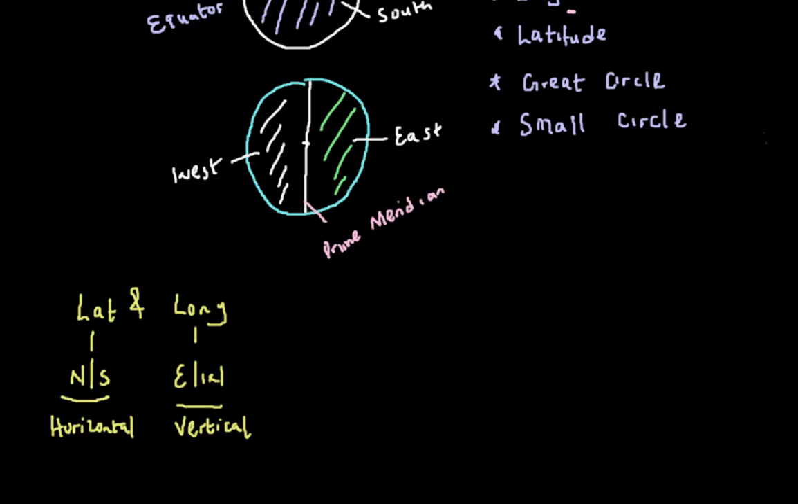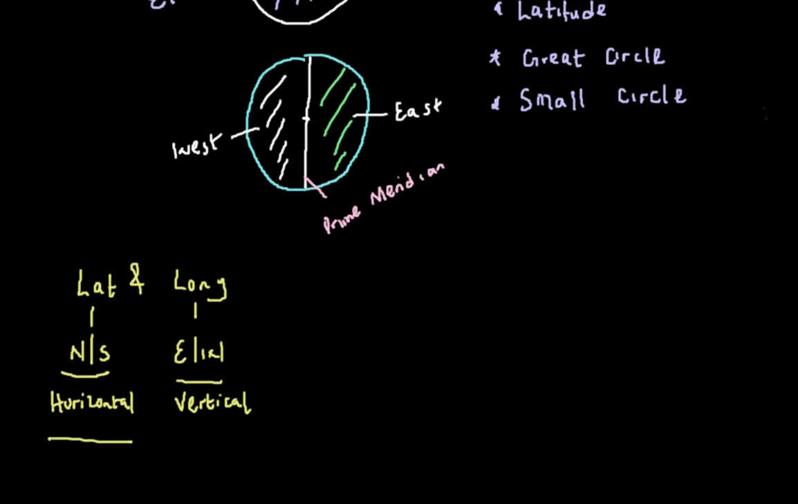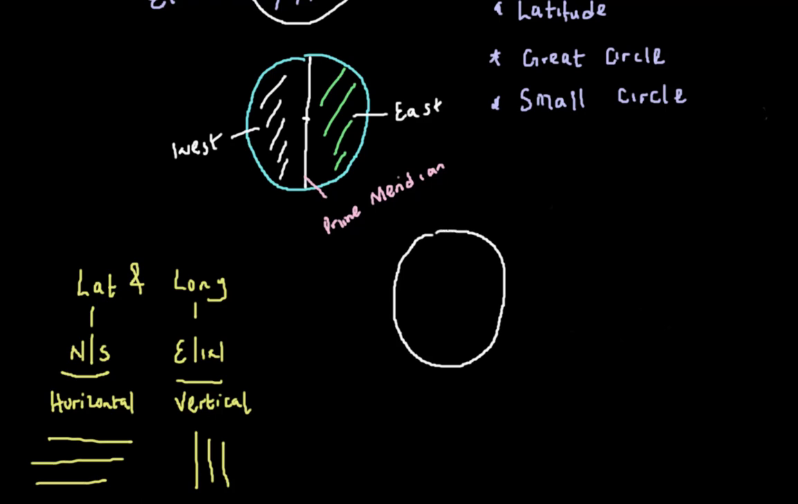I hope you know what horizontal lines mean. Lines like this, these are horizontal lines. Then vertical lines are lines like this. Now let's represent this on the globe. So let's say we have the globe. Remember, this is the prime meridian, and this is the equator.